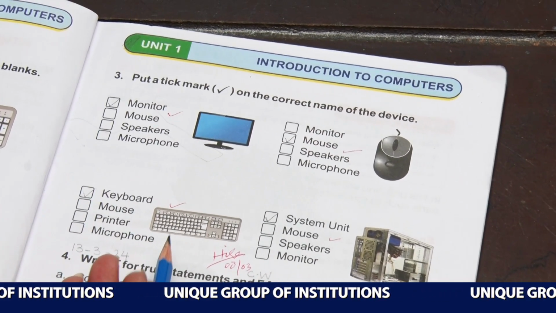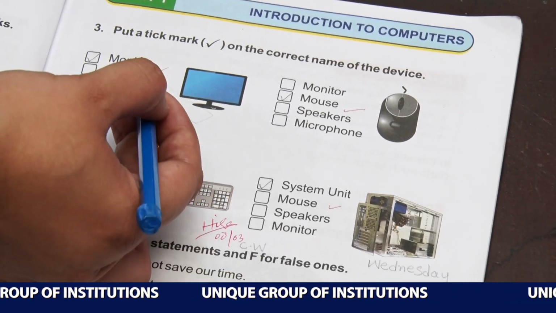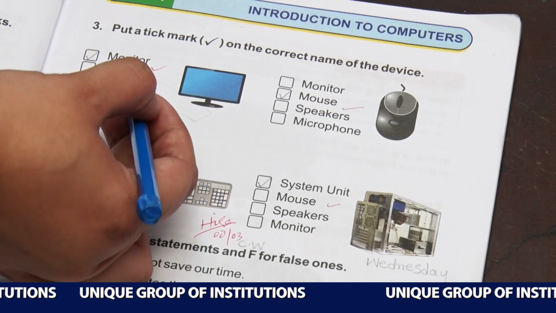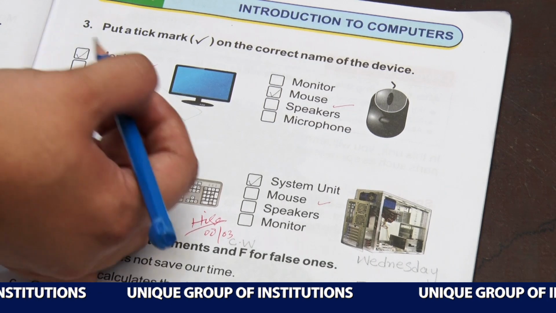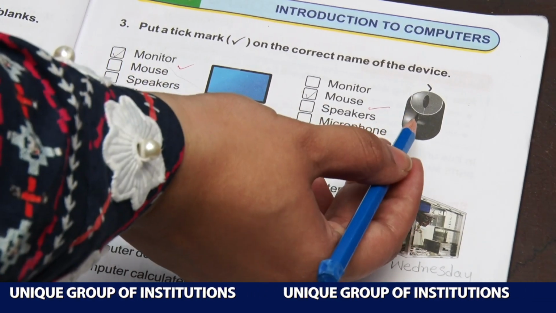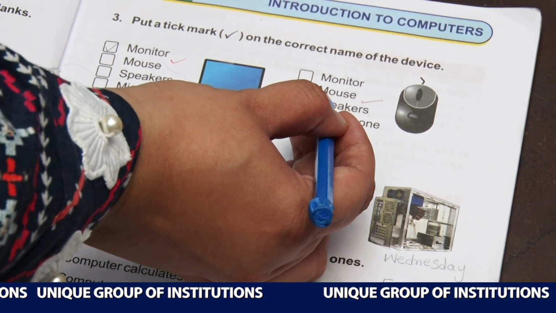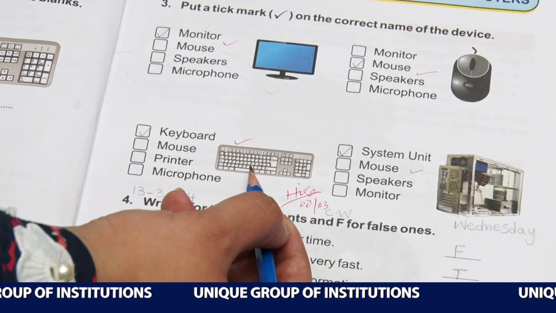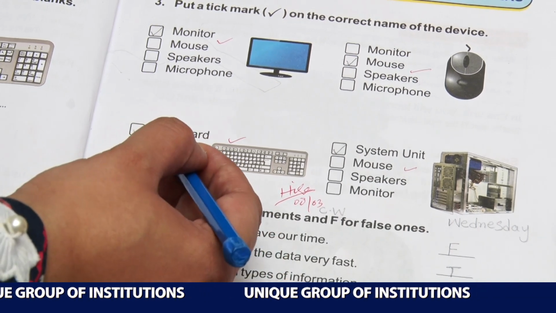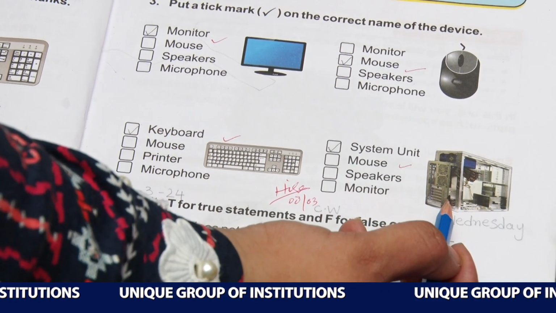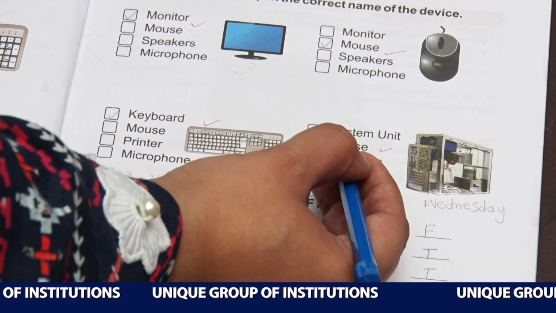Now move to page number 6 and you can find again the pictures of the devices and you have to tick the correct name of that device. The first picture is of, we have 4 names here: monitor, mouse, speakers, microphone. So this is the picture of a monitor. Tick the monitor. Then we have mouse. So you have to find the mouse in these 4 names and tick the correct option. Then again we have keyboard. So here is the keyboard in this list, tick the keyboard. Again it's system unit. So find the system unit here and tick it.